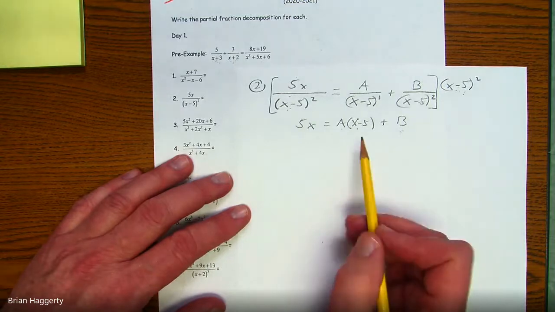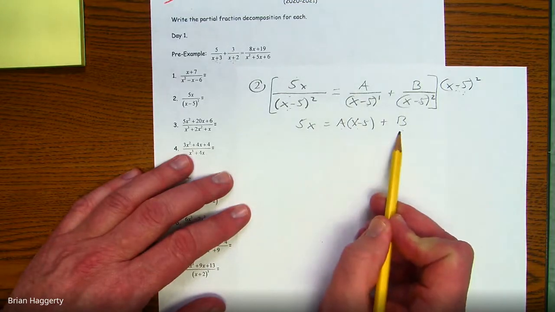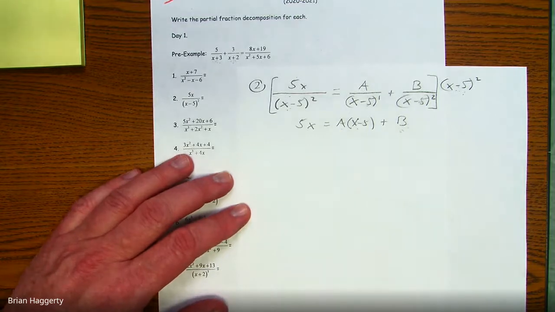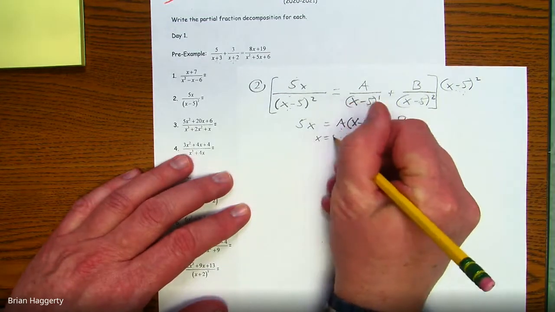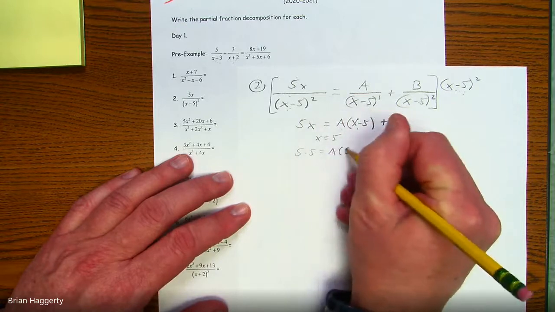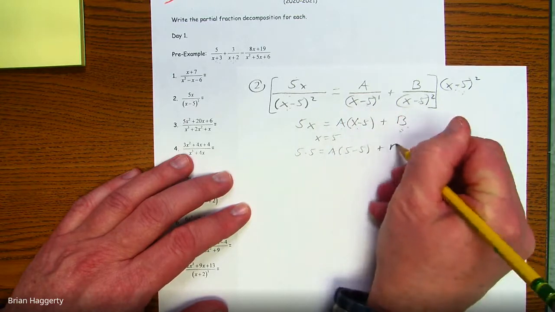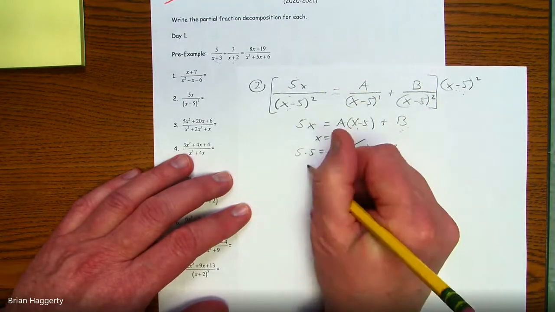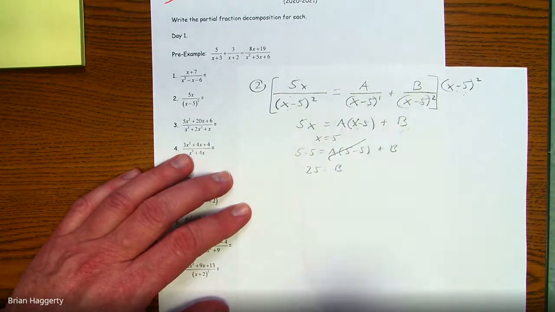So if I do let x equals 5, I can solve for B. Once I know B and I plug in a number, there's only one variable left. I can absolutely get to the final answer with that plan of attack. So x equals 5. 5 times 5 equals A. 5 minus 5 plus B. That's gone. B is 25.